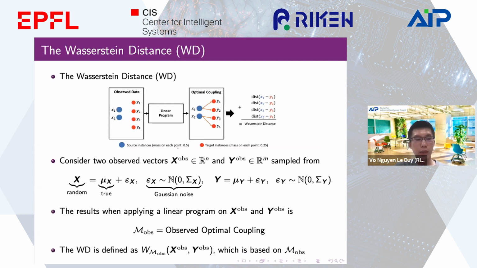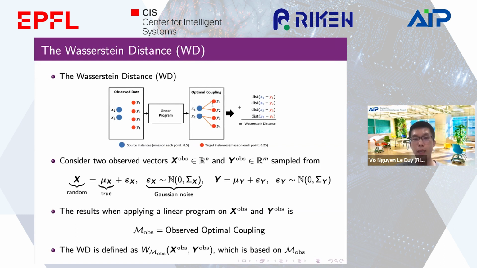Here, consider the two observed vectors, X observed and Y observed, sampled from this model. Here, capital X is the random variable, mu of X is the true vector, and epsilon X is the Gaussian noise. Similarly for Y. X observed can be seen as the blue data points, and Y observed is considered as the red data points. After observing the data, we apply a linear program on this data and obtain the optimal coupling, script M observed. This is the optimal coupling, represented by the orange lines.